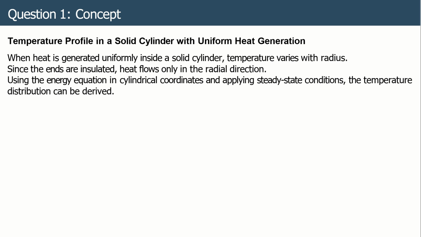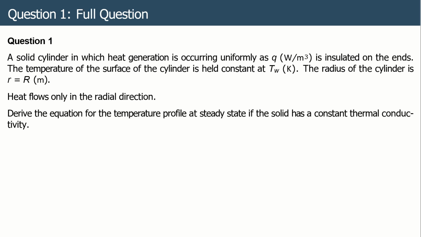comprises this concept, that is, temperature profile in a solid cylinder with uniform heat generation. So when the heat is generated uniformly inside a solid cylinder, temperature varies with radius. Since the ends are insulated, the heat flows only in the radial direction. Using the energy equation in cylindrical coordinates and applying steady state conditions, the temperature distribution can be derived. And here we have to derive the temperature profile at steady state if that solid has a constant thermal conductivity.